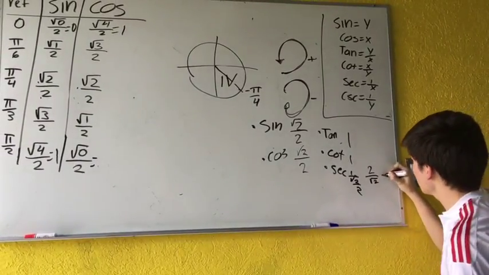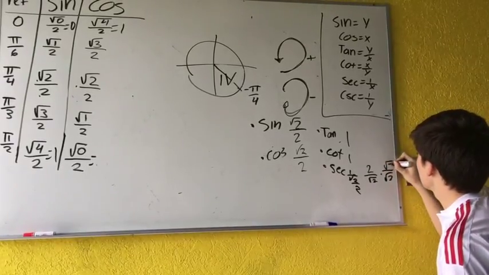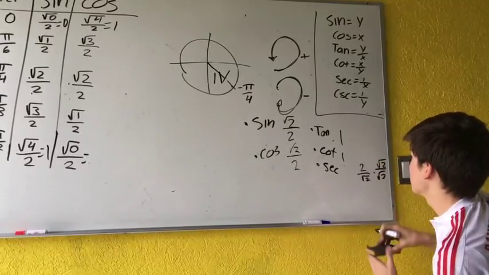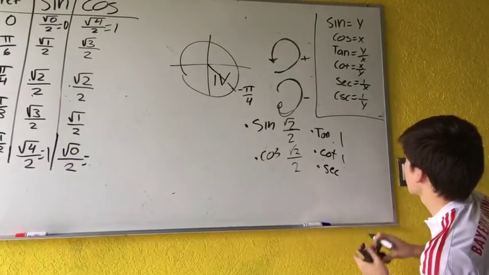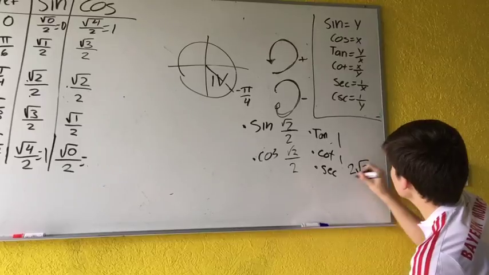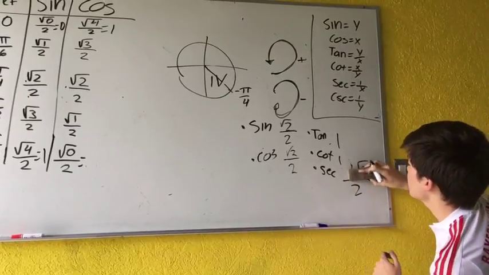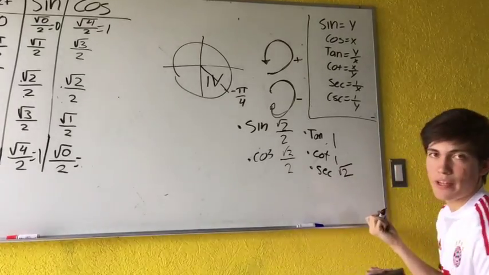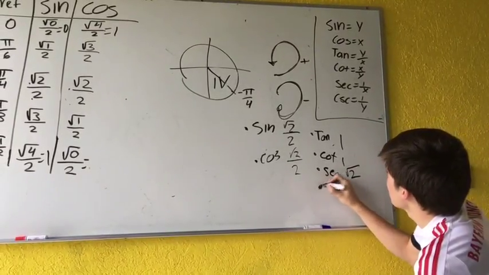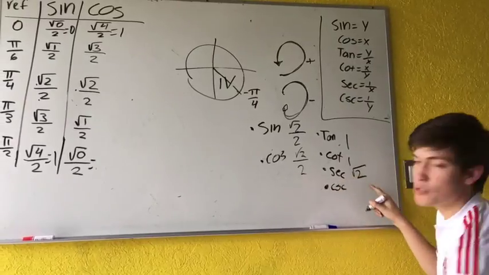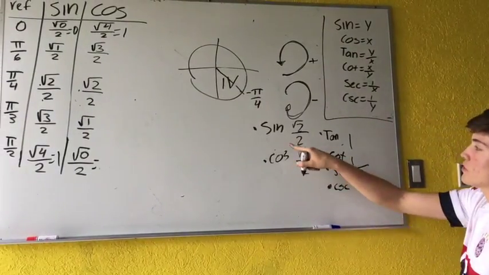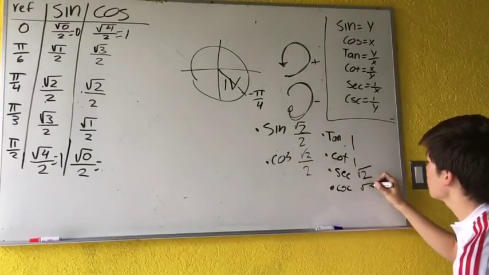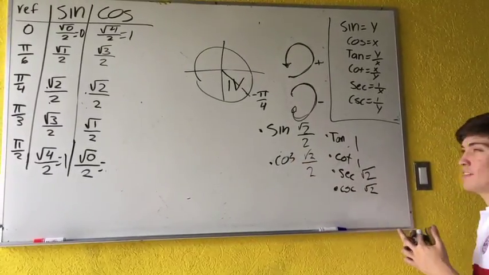But we need to solve this, so it's gonna be root square of 2 over 2. That's equal to root square of 2. And finally, cosecant. The result's gonna be the same because our sine is the same as the cosine, so it's gonna be root square of 2. And that's all.